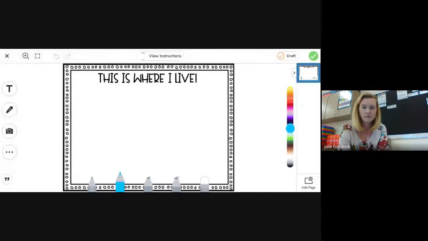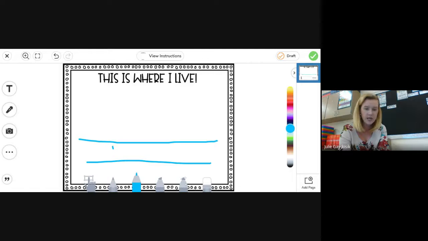So what you're going to do today for your Seesaw activity, I'm actually going to share my screen and show it to you. Okay. Alrighty, so for your Seesaw activity, what you're going to do is draw a picture of where you live. So maybe you're going to draw the street where you live on. Maybe you'll write the name of that street. So say I lived on Pine Street, and then maybe I draw a picture of my house.